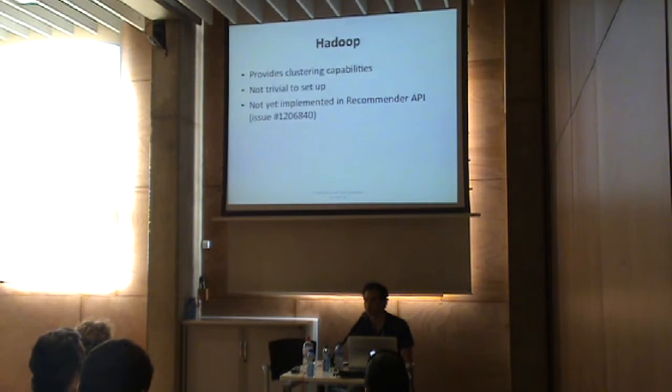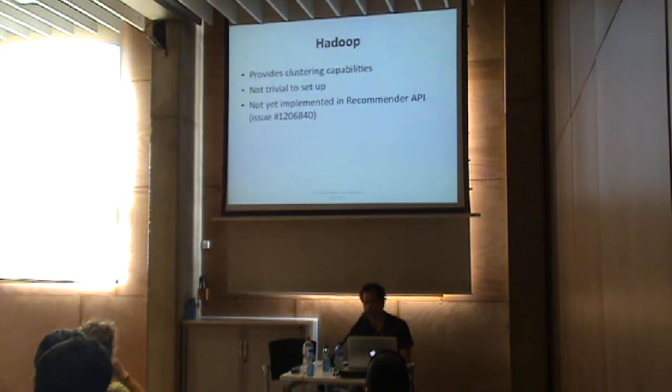The Hadoop project allows us to cluster multiple instances of Mahout. It's definitely not trivial to set up, as I mentioned. It can be set up even on a laptop, and it's been done, but I'm not sure why. It has not been implemented in the Recommender API module yet. The maintainer of that module determined that it shouldn't be necessary at this point, based on the recommendations that are being made in the helper modules.